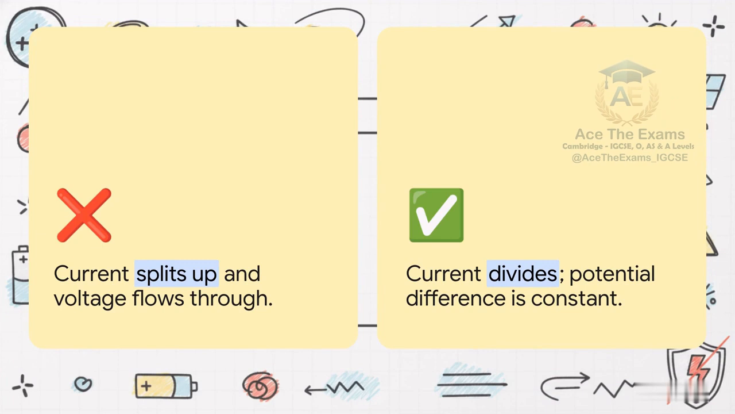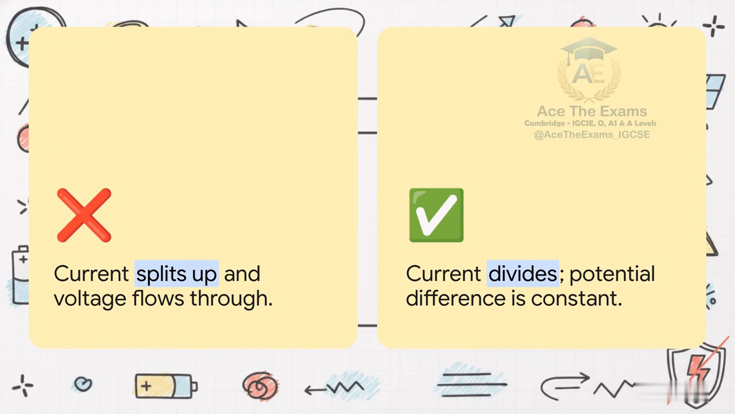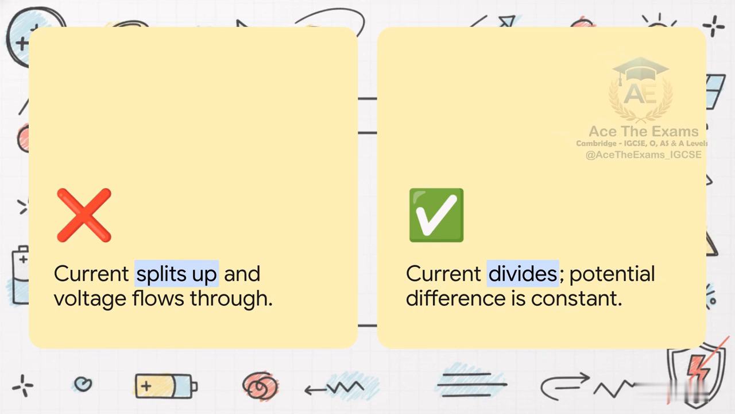Just look at this flawed student answer. "Current splits up and voltage flows through." I mean, it kind of sounds right, but physically, it's complete nonsense. Voltage doesn't flow. Now compare it to the perfect top band response. "Current divides among parallel branches, potential difference remains constant across components." See the difference? That terminology-rich response is exactly what the mark scheme is begging for.